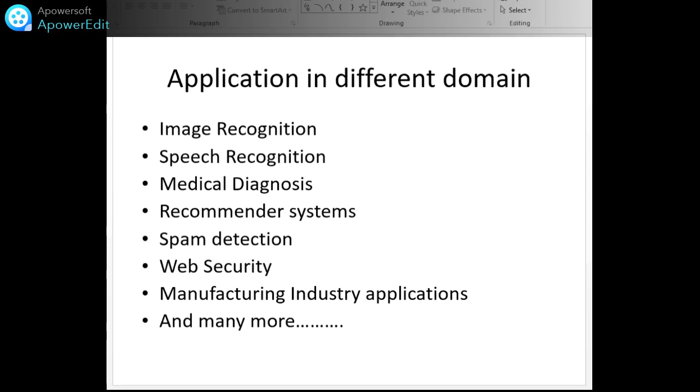This is the diagram of a biological neuron, in which the neuron collects information from the dendrites, that is, from other neurons, processes it, and passes it through the axon, if it is meaningful information, to the other neurons. The same is modeled in the form of this mathematical representation.